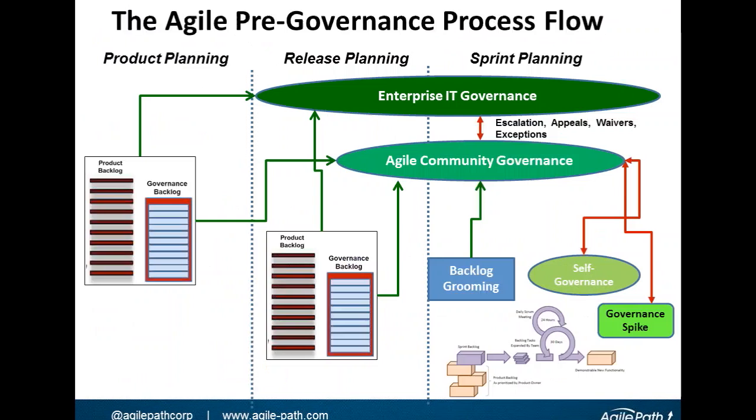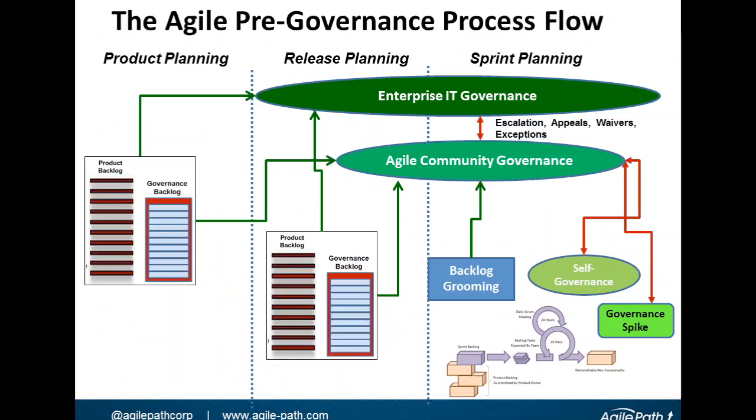So Agile Pre-Governance is all about addressing governance needs before they need to be addressed, and before the demand for that resolution occurs at the sprint team level. The governance backlog items are prioritized. This idea of governance action requests are actually the triggers for getting oversight for particular governance requirements, either by the Agile team, by the community team, or by the enterprise.